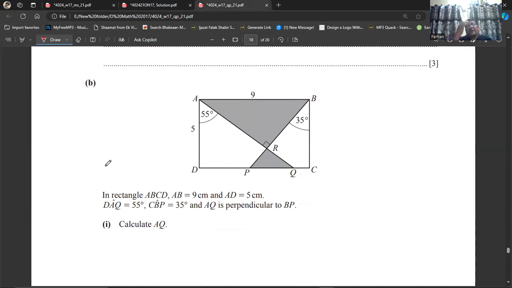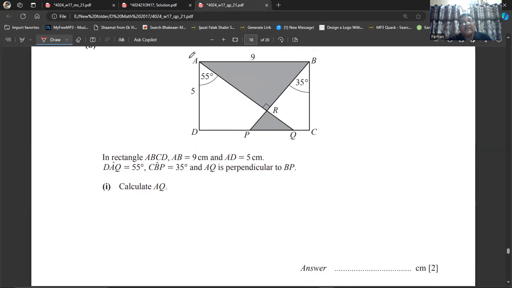Okay, then the B part. Question number 11, the B part, says: in the rectangle ABCD, AB is 9, AD is 5. The angle DAQ is 55, the angle CBP is 35, and AQ is perpendicular to BP. The first question is to find AQ.